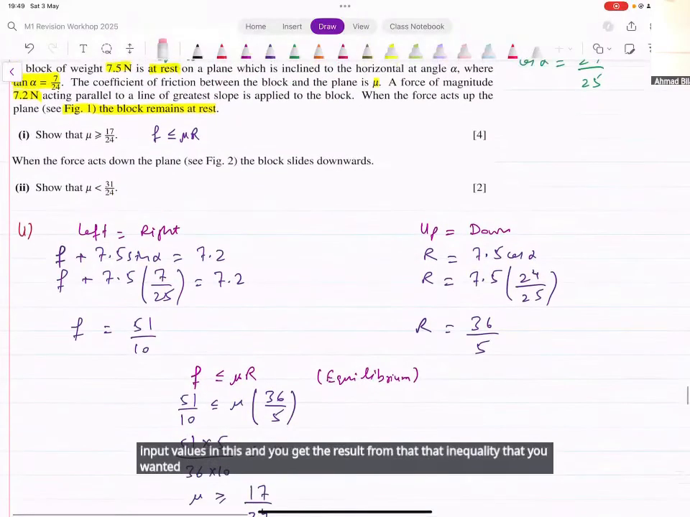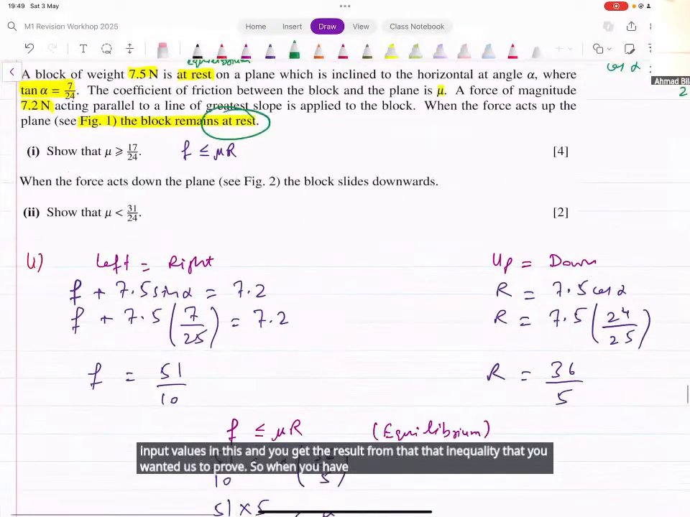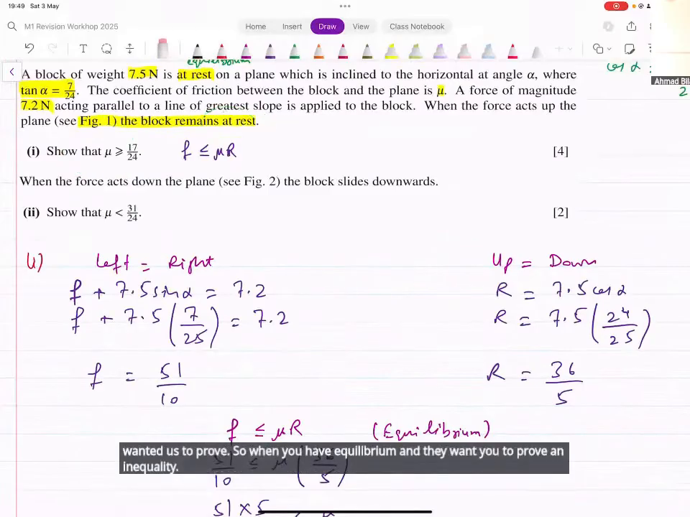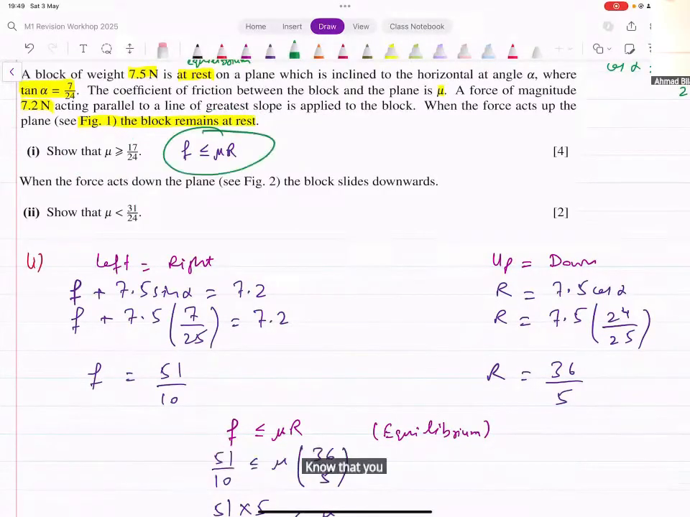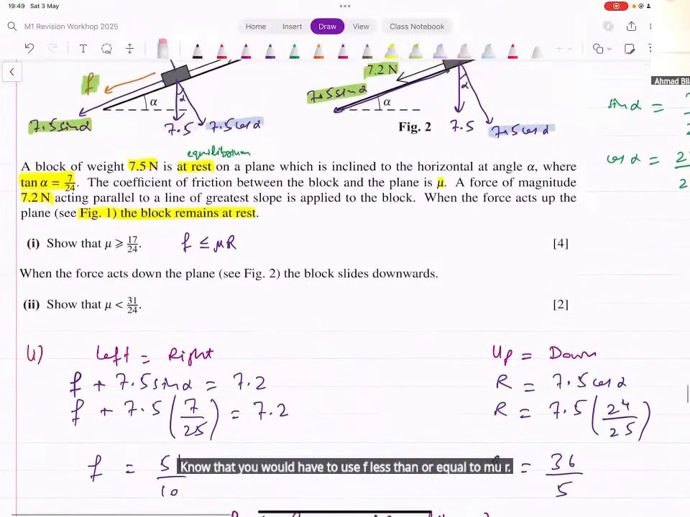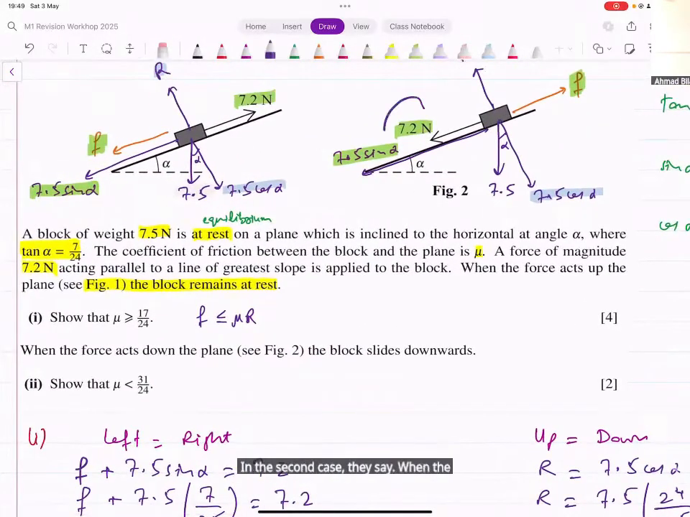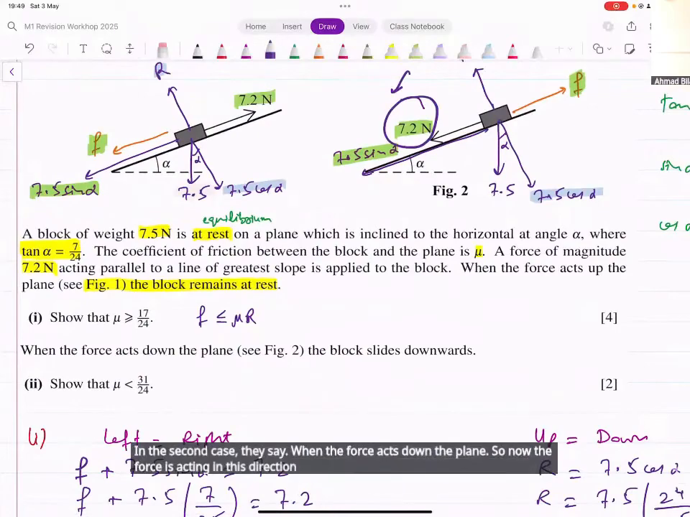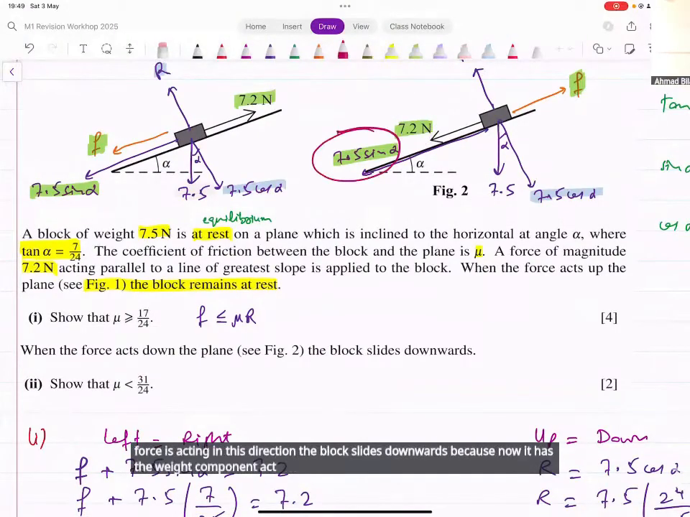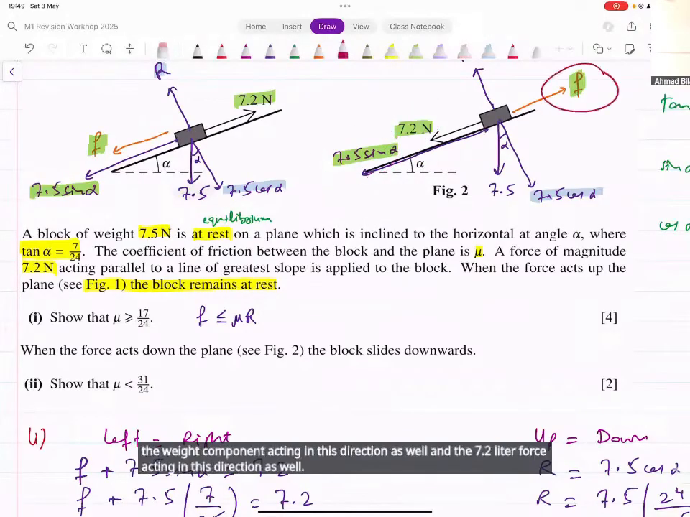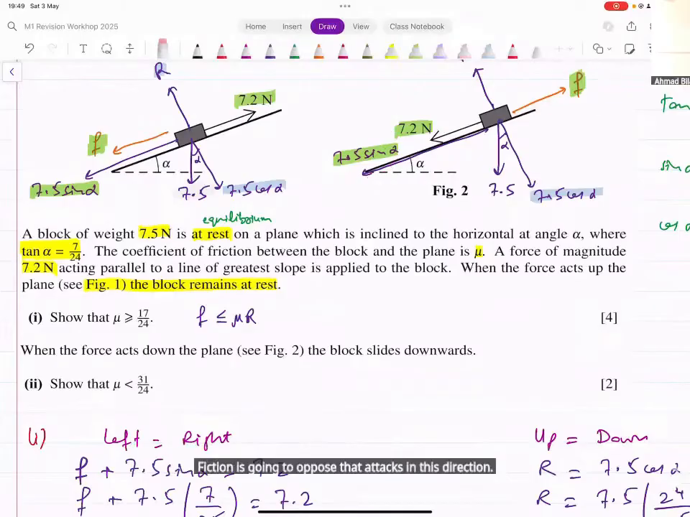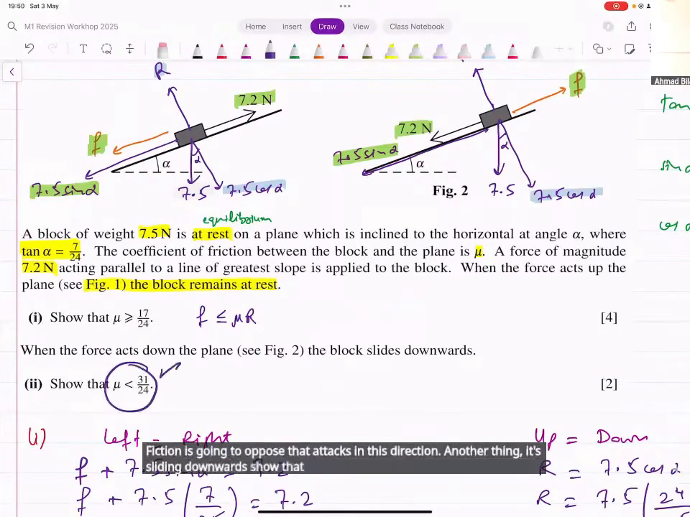So when you have equilibrium and they want you to prove an inequality, know that you would have to use F less than or equal to mu r. In the second case, they say, when the force acts down the plane, so now the force is acting in this direction, the block slides downwards because now it has the weight component acting in this direction as well, and the 7.2 Newton force acting in this direction as well. Friction is going to oppose that, it acts in this direction. Now they're saying it's sliding downwards. Show that mu is less than 31/24.